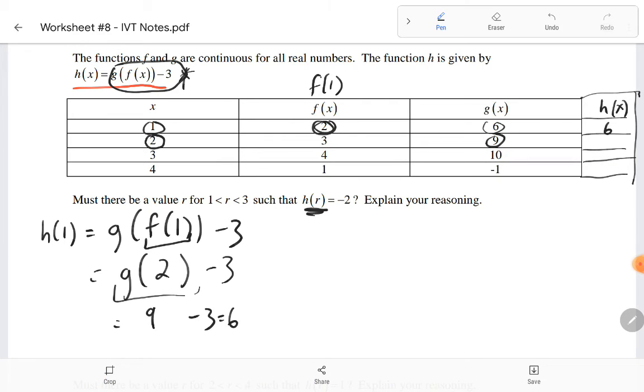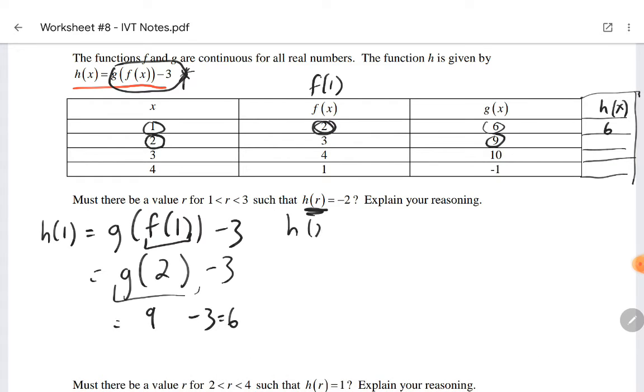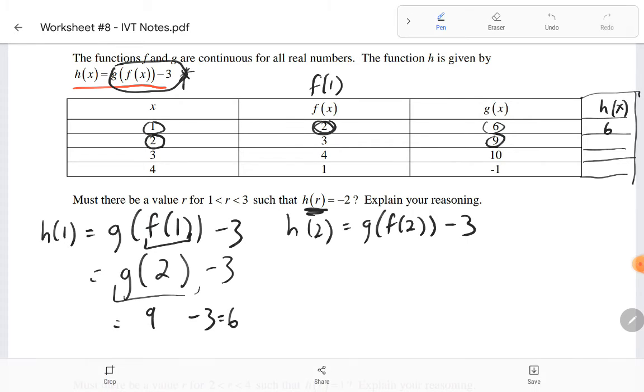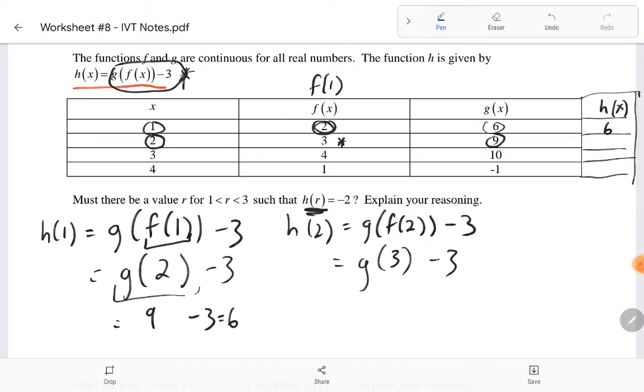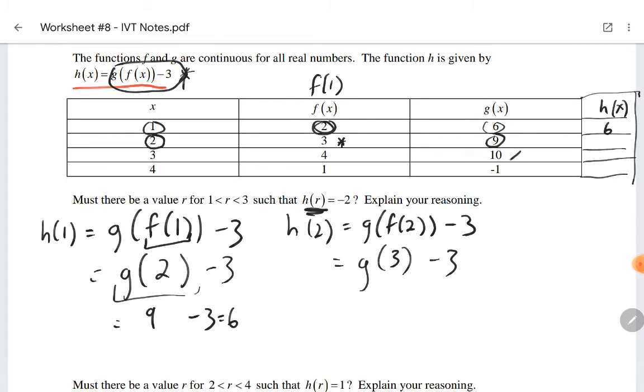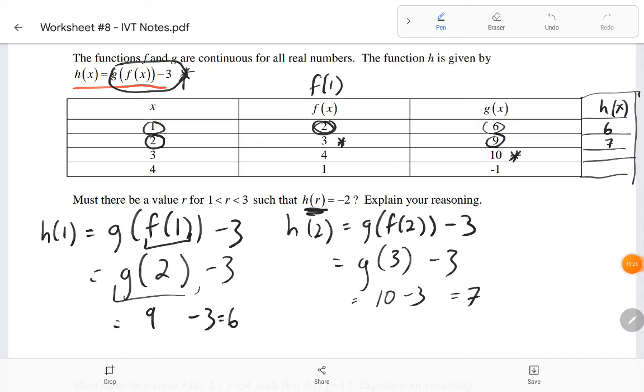I'll do another one. H of 2. That means I'm looking for g of f of 2 minus 3. I got to figure out what is f of 2. F of 2 is 3, according to the chart. So this becomes 3. Well, that means now I'm looking for g of 3. You see I'm working from the inside out? G of 3 gets me 10. 10 minus 3 is 7. So that means the next one is 7. Try and get the next two by yourself.